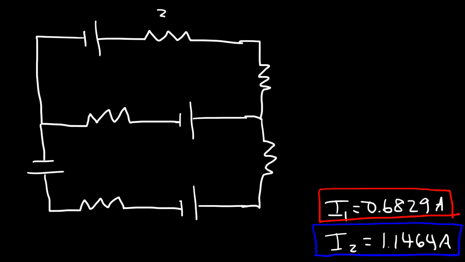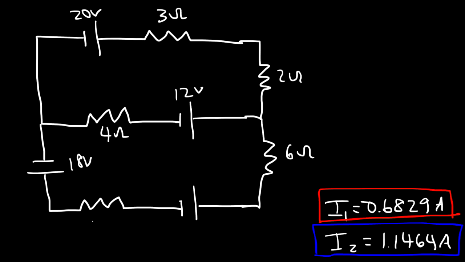So we said that this was 3 ohms, this was 2 ohms, this is 6 ohms, and this is 4 ohms. Here we have a 20-volt battery, a 12-volt battery, an 18-volt battery, this is 10 ohms, and this is a 6-volt battery. So at this point, what I want you to do is to calculate the potential everywhere.